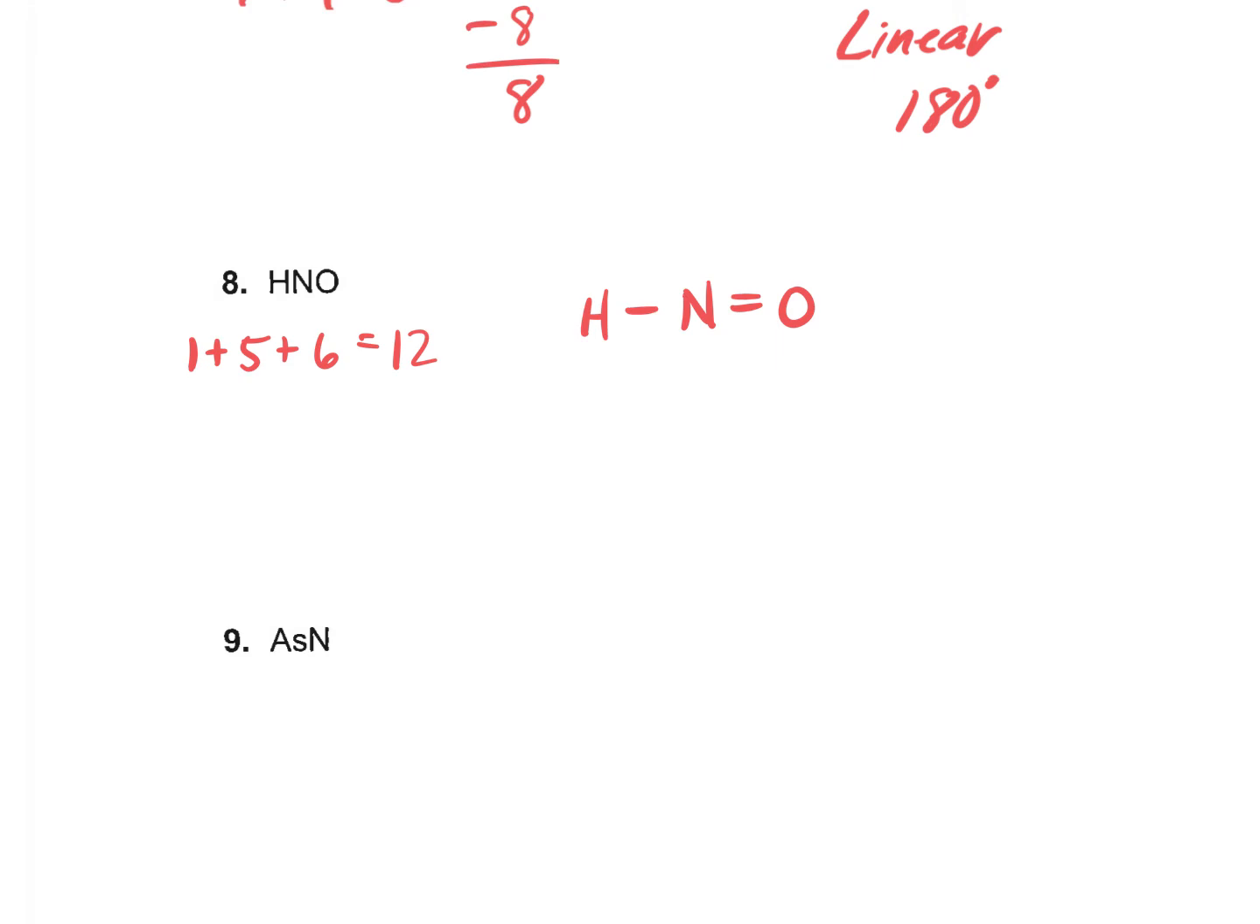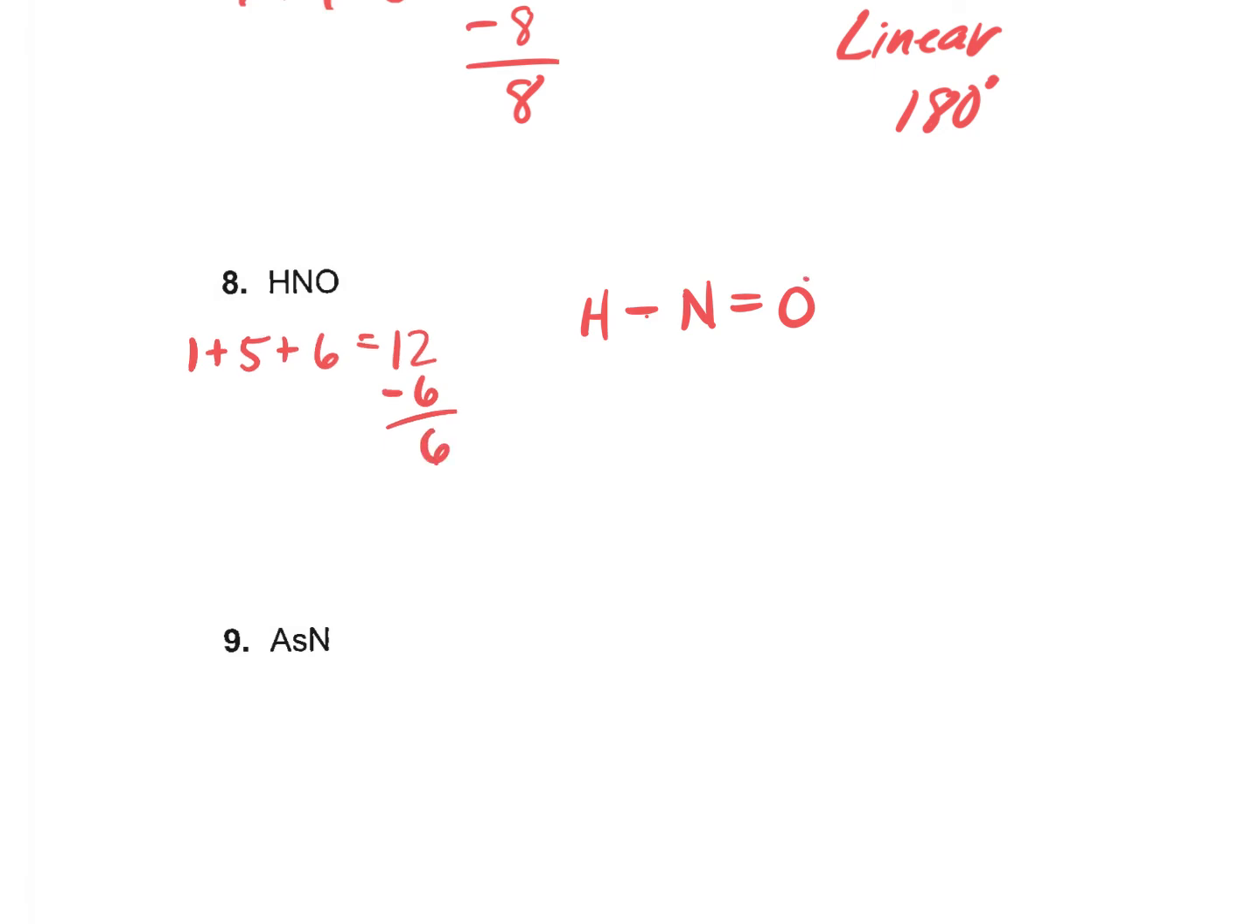Okay, I put a skeleton structure together there with a double bond. I believe that there's a double bond there. Let's just see if I'm right. So I used 2, 4, 6 electrons in the bonding. So I'll take 6 away from my 12. I'm left with 6 left over.